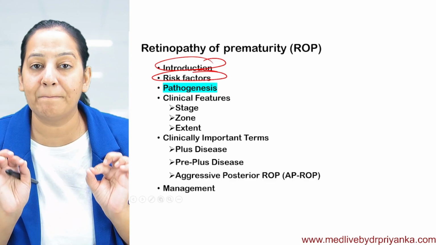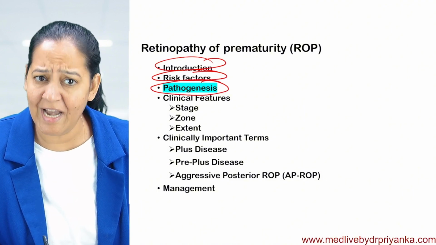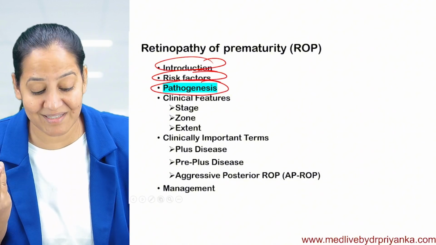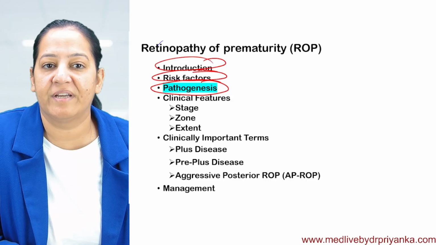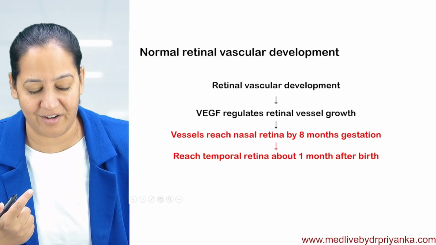Now let me tell you the pathogenesis of the disease. Let me come to the pathogenesis of the disease. Why does this disease happen? The retinopathy of prematurity, ROP. Retinopathy of prematurity, why does it occur? You tell me.